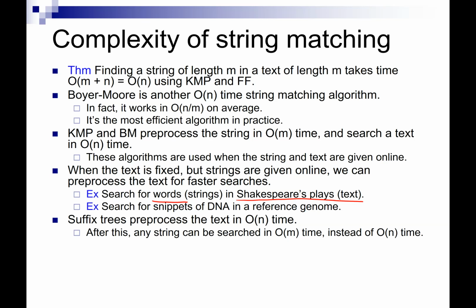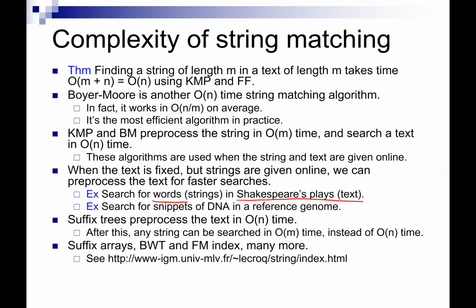So how do you pre-process the text? Well, there are several ways. In the rest of this lecture, we're going to talk about one way, which is called suffix trees. This is going to pre-process the text in order n time, and then after that, any string of length m can be searched in order m time instead of n time. This is much, much better because, for example, for the human genome, n would be equal to 3 billion. But maybe you're looking for a snippet of length 100. Then you can do this in 100 time instead of 3 billion time.